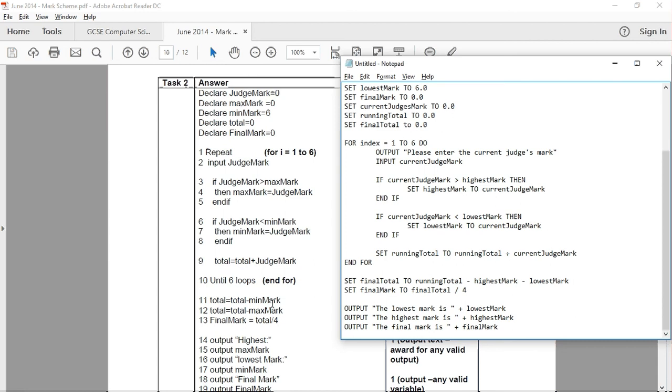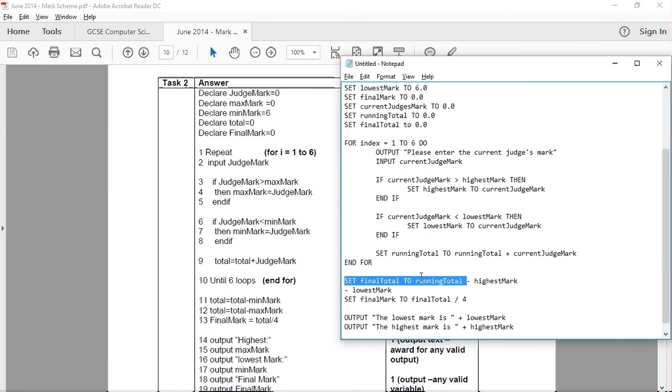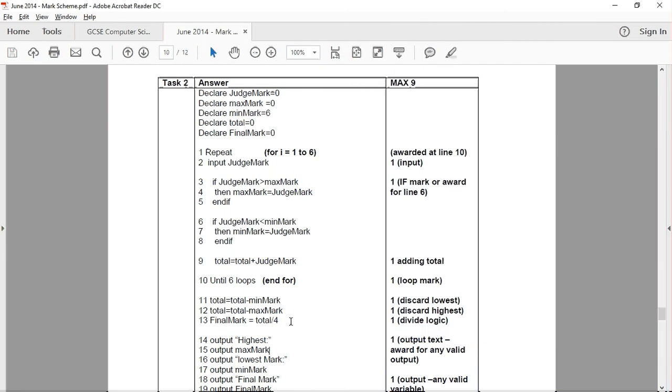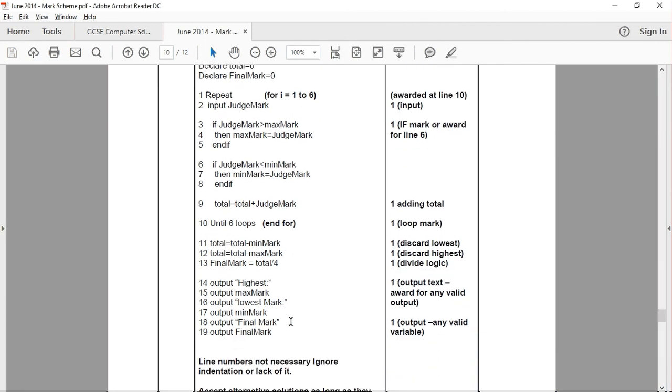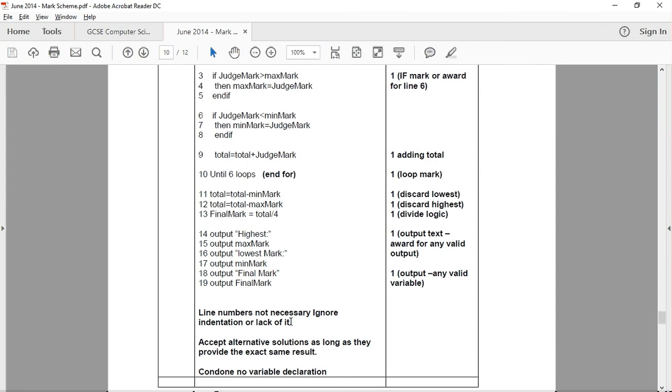Let me just change that then. Set final total to running total minus... I did those 2 subtractions on the same line. They did it as two separate lines like that. Output the highest, output max mark, output lowest mark, min mark, final mark, yeah. So that is a good enough solution to this question.